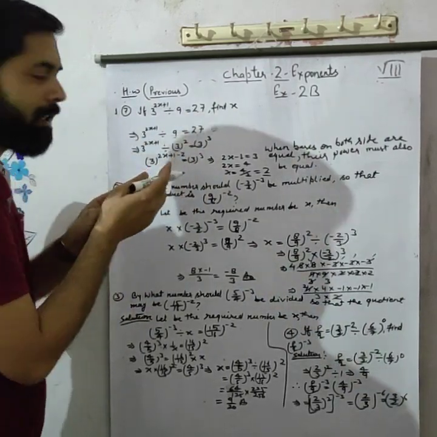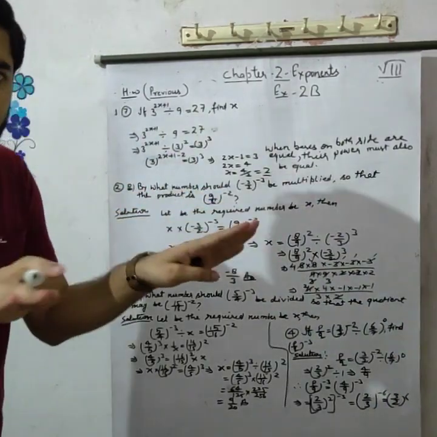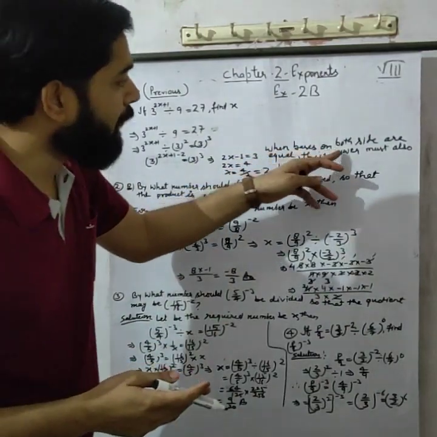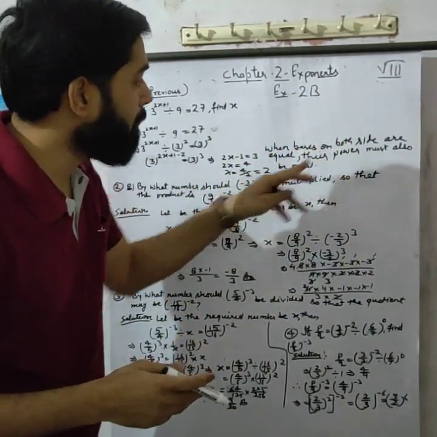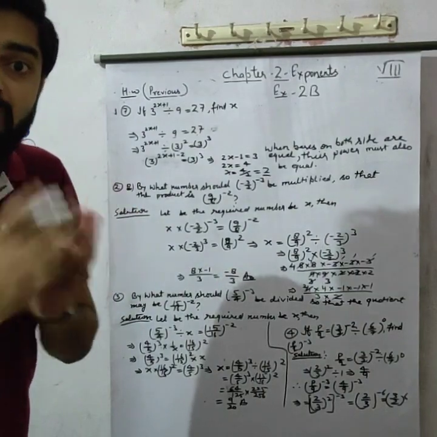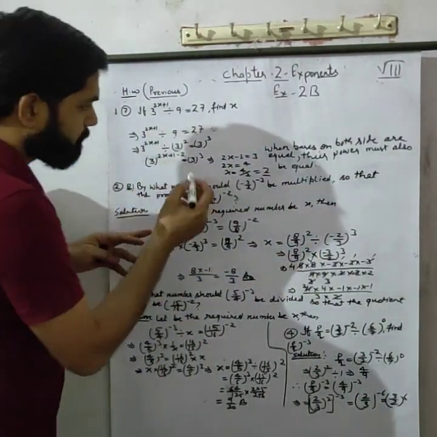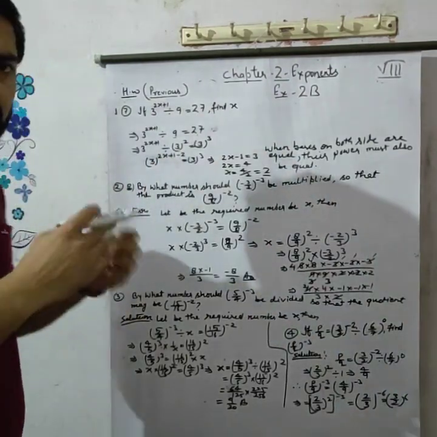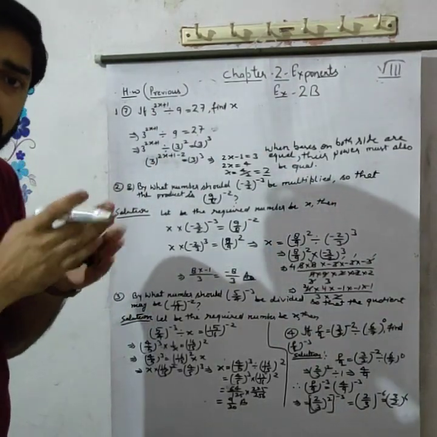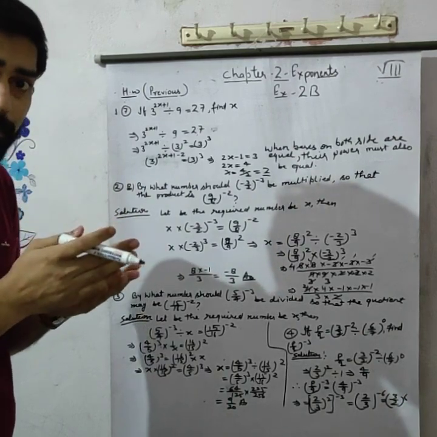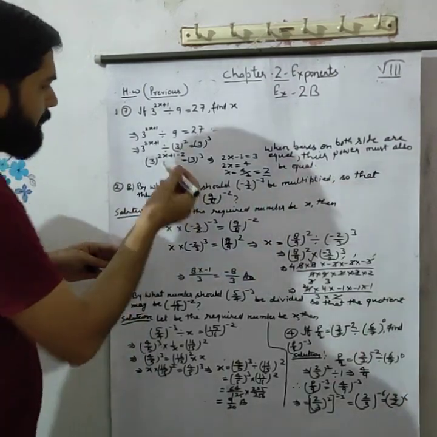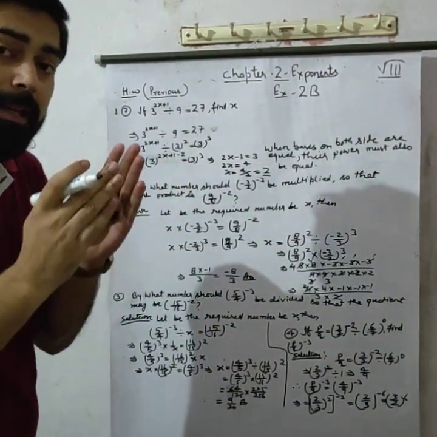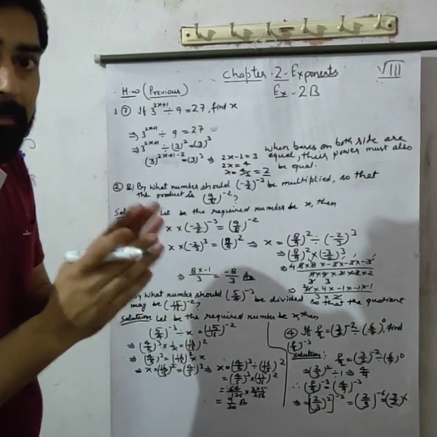Now match both sides: 3, 3, 3. Both side bases are the same. Now we can solve by this method. What is the method? When the bases of both sides are equal, their powers must also be equal. Look here, this is division, and you know the rule of division, the quotient rule of exponents. So if the bases are the same and we are dividing, we can subtract the powers.